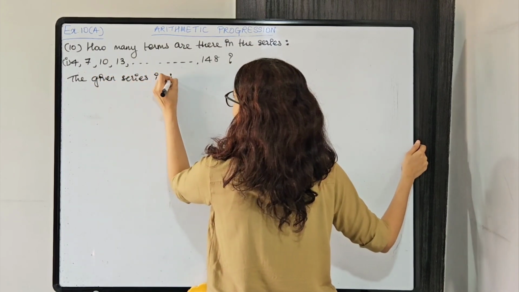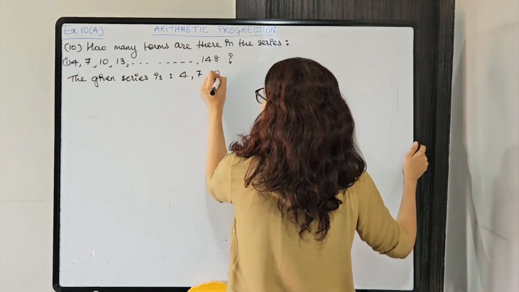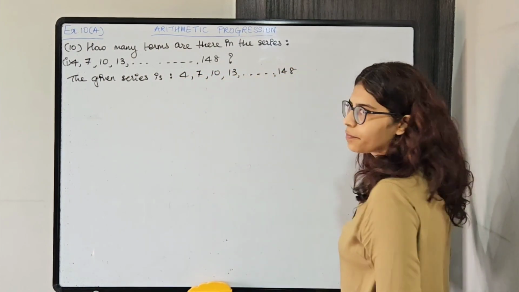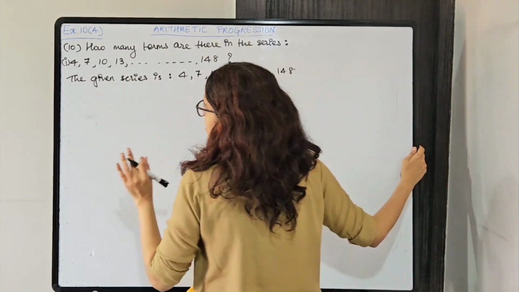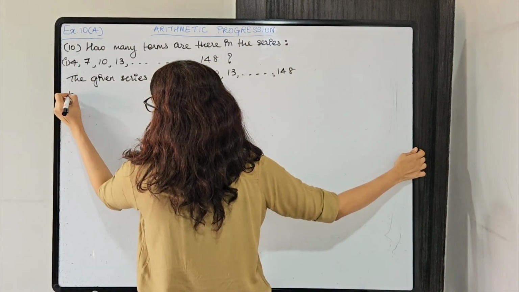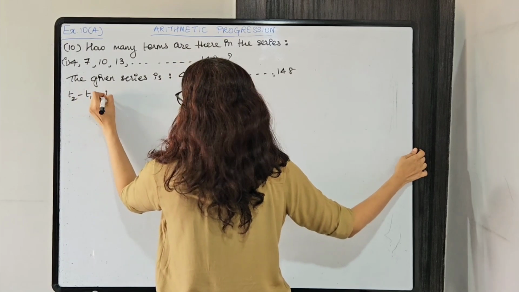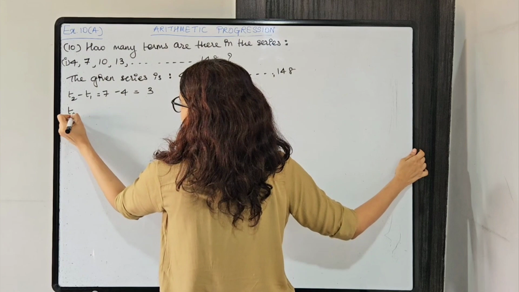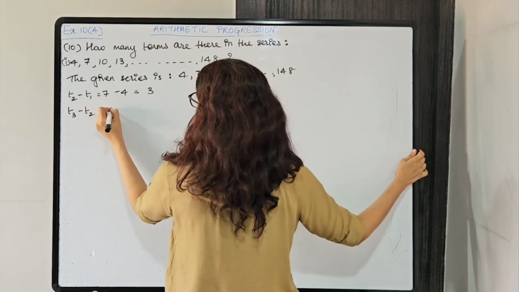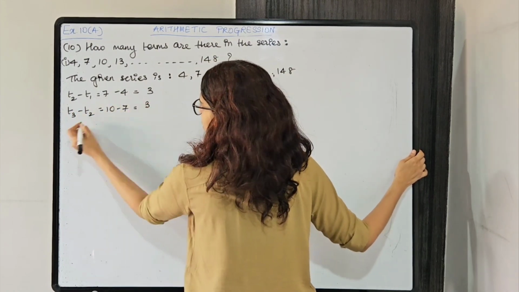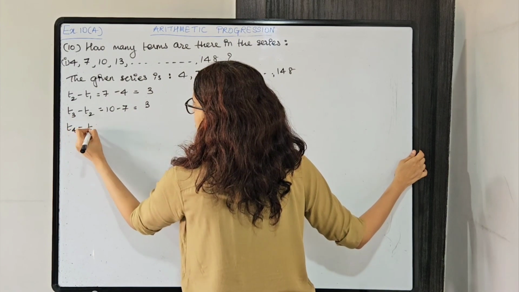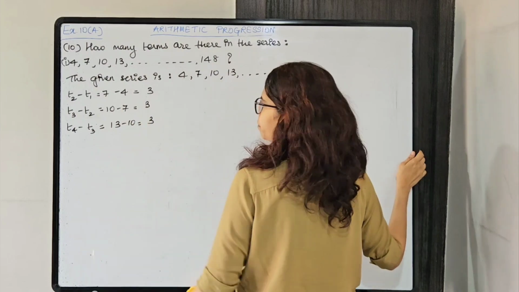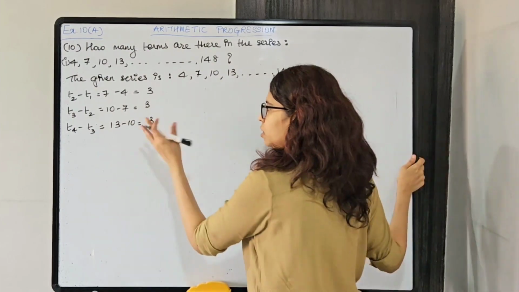The given series is 4, 7, 10, 13 up to 148. We need to prove that this is an AP, so T2 minus T1, that is 7 minus 4, will be 3. T3 minus T2 is 10 minus 7, which is again 3. T4 minus T3 will be 13 minus 10, वापस से 3. So therefore this is an AP.